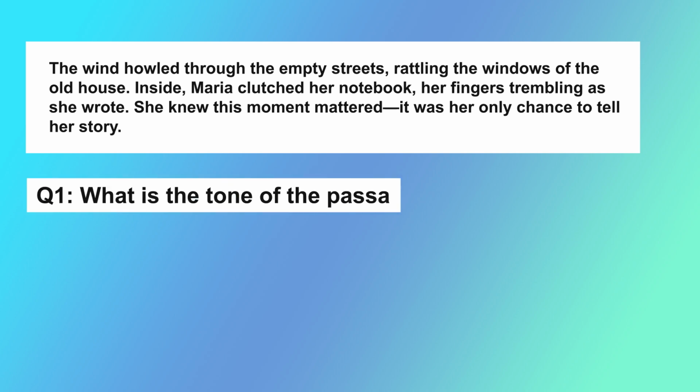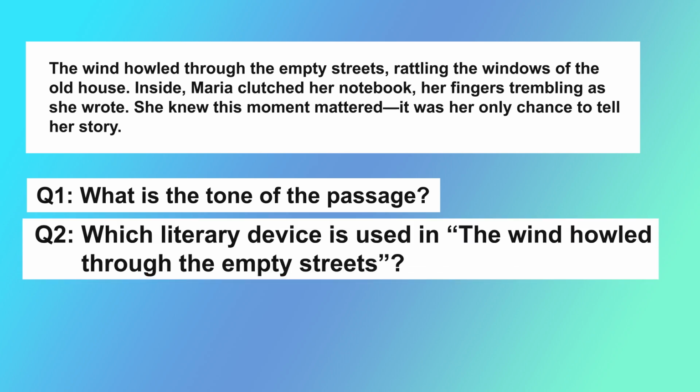Question 1. What is the tone of the passage? So the answer would be the tone is tense and suspenseful. The phrases "the wind howled" and "her fingers trembling" create a feeling of anxiety. Question 2. Which literary device is used in "the wind howled through the empty streets"? The correct answer would be personification, because the wind is described as howling, which is a human action.